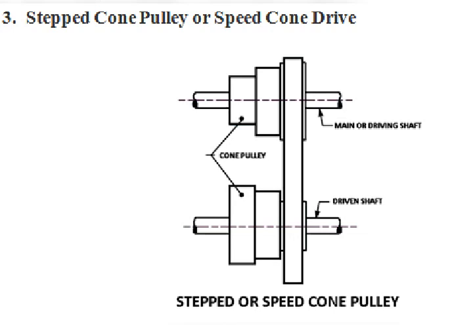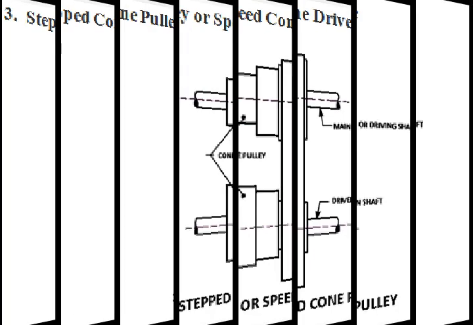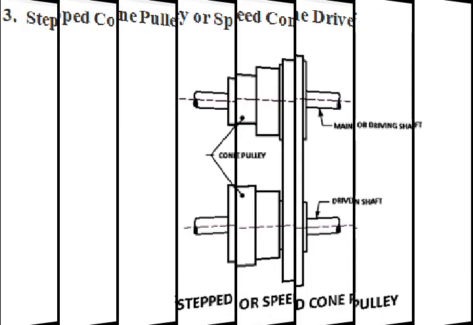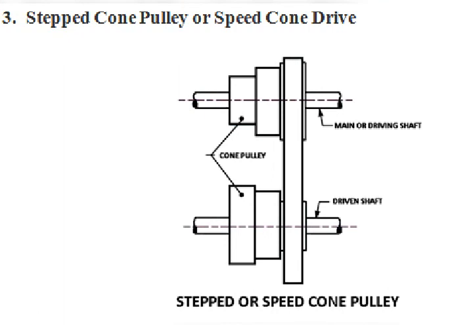This type of belt drive is used when the speed of the driven shaft is to be changed very frequently, as in the case of machine tools such as the lathe, drilling machine, etc. So these are all the application areas where we use this stepped cone pulley. A stepped cone pulley is an integral casting having three or more pulleys of different sizes, one adjacent to the other, which is shown in that particular figure.